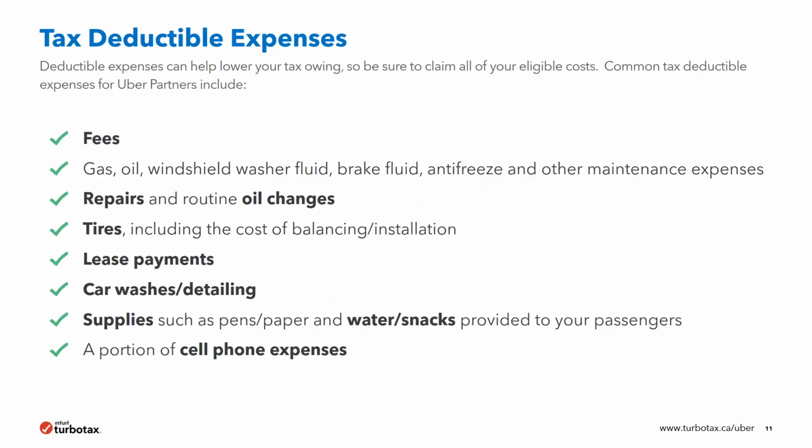Tax-deductible expenses. As an Uber partner, you know you have lots of different expenses that relate to your income. So you have your service fees from Uber. You have all of the different types of fluids that go into your car: gas, windshield washer fluid, oil, all of those things. Maintenance expenses. Living in Canada, I'm sure you bought winter tires. Those are an expense. Repairs, routine oil changes.